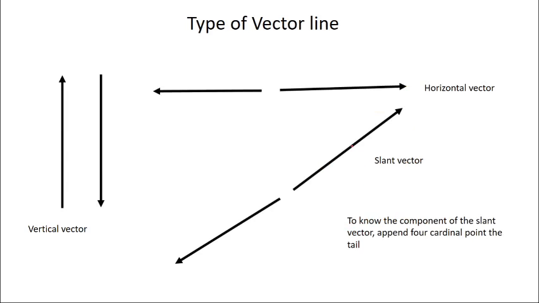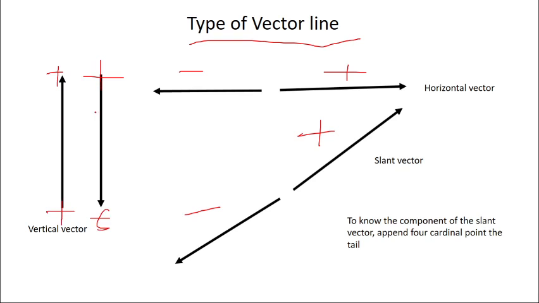Because a vector is represented by a straight line, we need to identify the types of straight line that we have. We have vertical ones: positively vertical, negatively vertical. We have positively horizontal, negatively horizontal, positively slanted, negatively slanted. And you know that the basic principle is that whenever you want to know the direction that the vector is facing, identify the tail and draw the 4 cardinal points. This one is facing south. Identify the tail, draw the 4 cardinal points. This one is facing north. Identify the tail and draw the 4 cardinal points.